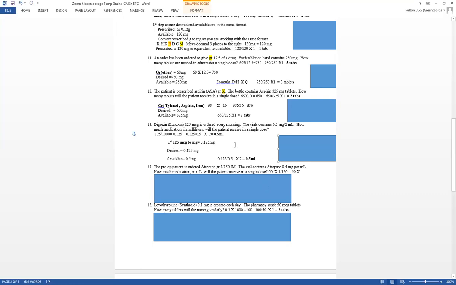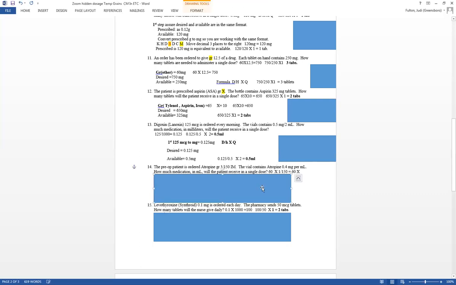I'm still using DHQ. E over H times Q. And remember, my desired is 0.125 milligrams. My available is 0.5 milligrams. My quantity is 2 mils, and that ends up being 0.5.